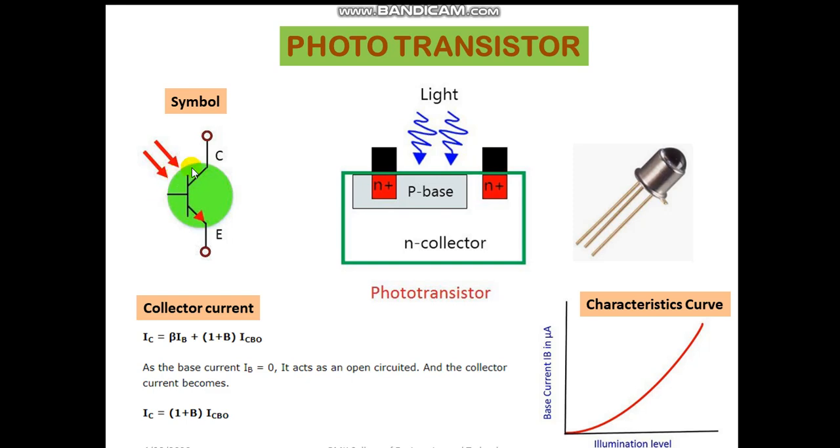Across the base to collector junction, the light signal is falling over this, and the arrow indicates the conventional current flow that is coming out from the emitter base junction to the emitter terminal.